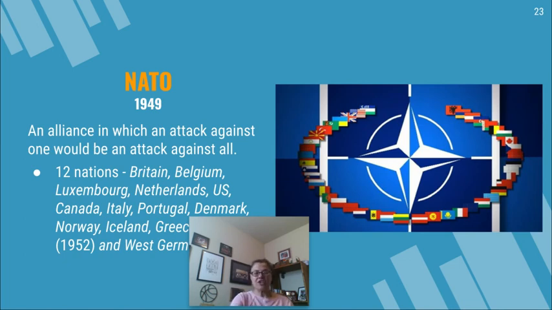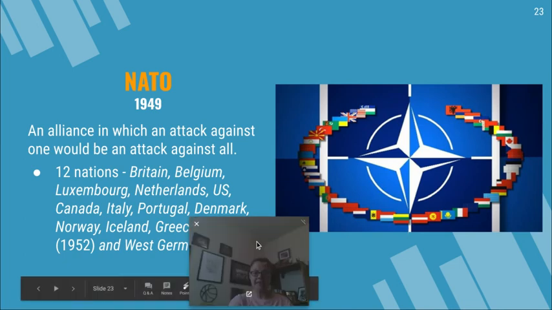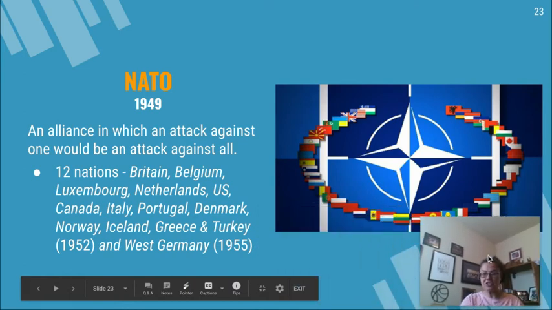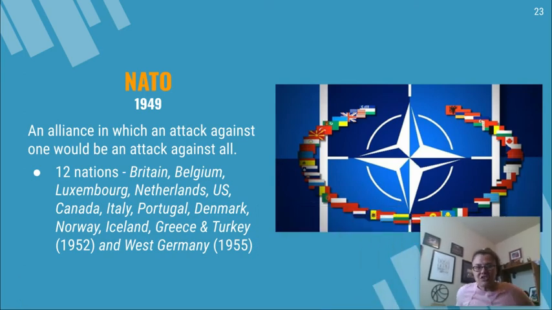Now, just months before the Berlin airlift actually finishes, we create an organization called NATO. It's called the North Atlantic Treaty Organization. It was made in 1949, and this will be an alliance between countries that says, if you attack one of us, it's like an attack against all of us. So if somebody attacks France, all of these countries are going to come to France's rescue. That's what NATO is. It's an alliance system.